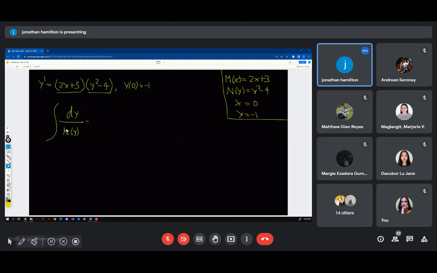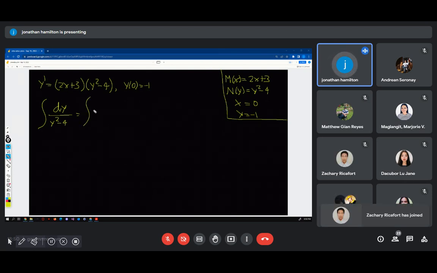Okay, so next. So again, we have our values of mx and ny. So we could try and simplify this by saying the integral of dy over atong ny, y squared minus 4, is equal to the integral of 2x plus 3 dx. So that we have this. So now we have our first integration to the left side, which is dy over y squared minus 4.